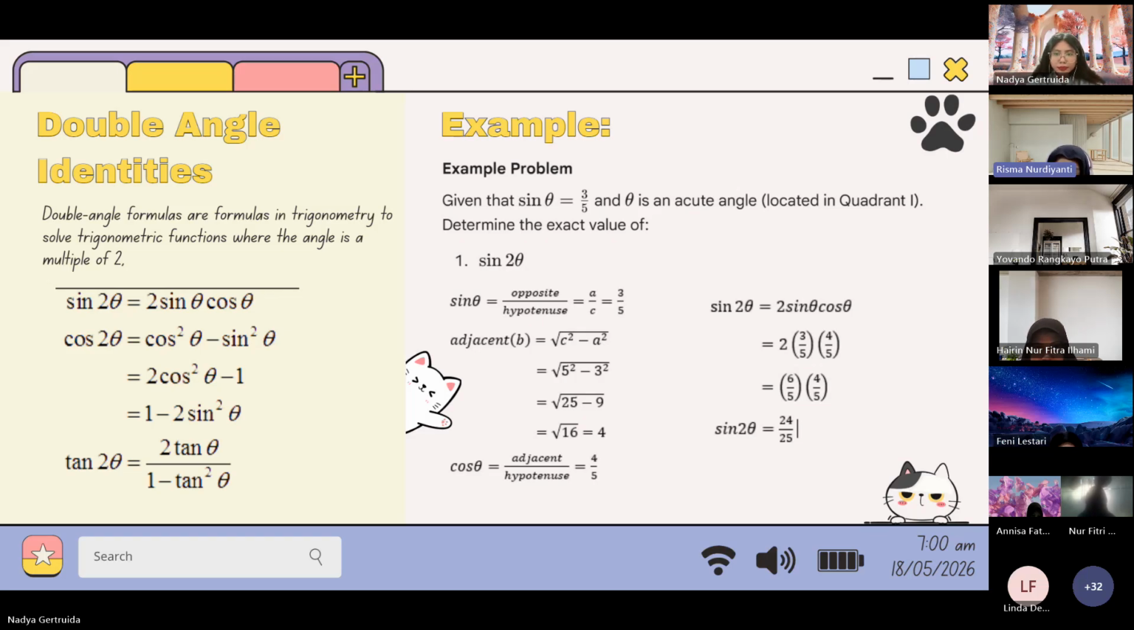Now, cosine theta equals adjacent over hypotenuse. So, cosine theta equals 4/5. And substitute this value into the identity sin 2 theta equals 2 sin theta times cosine theta. So, sin 2 theta equals 2 times 3/5 times 4/5. Therefore, sin 2 theta equals 24/25. Next slide.